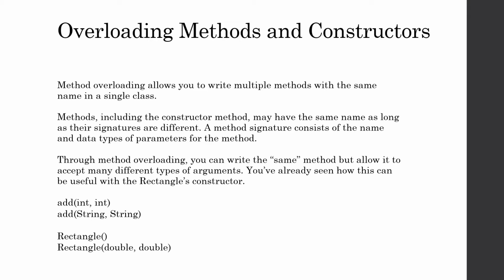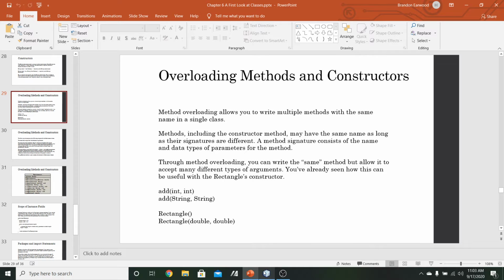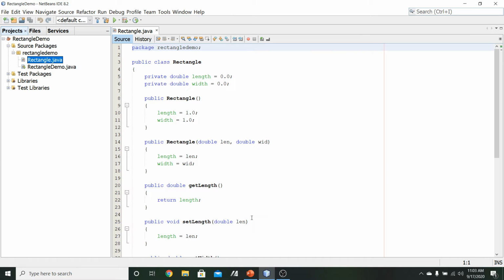A method signature is going to consist of the name and then the data types of the parameters for the method. To briefly take another look at this, right here inside of our rectangle class, we have one version of the constructor, so we've got the name, which just matches the name of the class, and then for its parameters, their data types, in this case would be nothing, since we don't take any parameters for this one. And then for this other one, it's going to have that same name, rectangle, but then the parameters are going to be two doubles. If we want to look at just the data types of the parameters, we would say it's double, double.